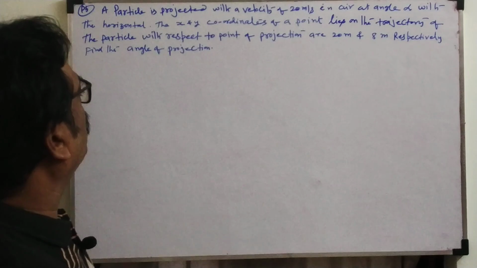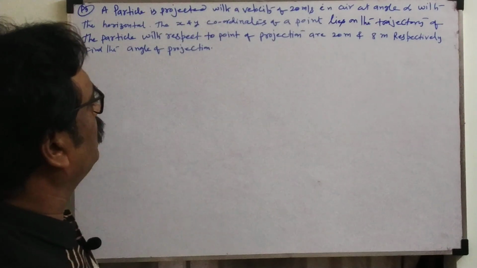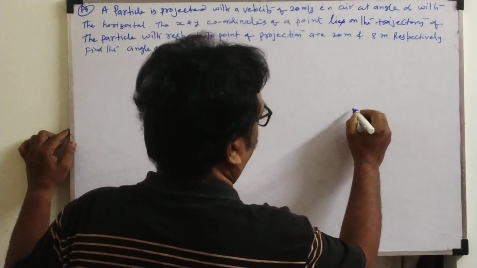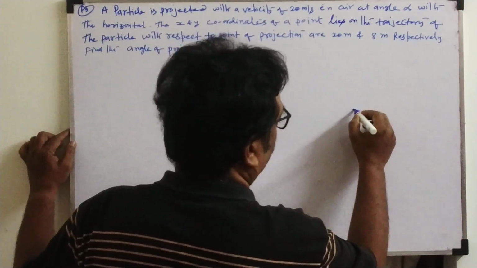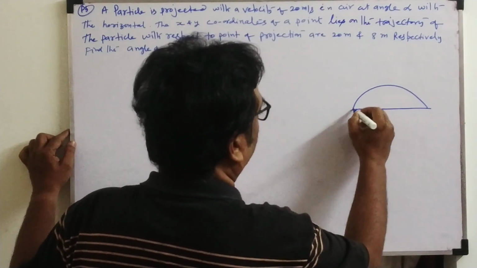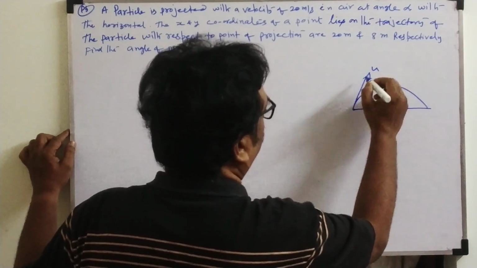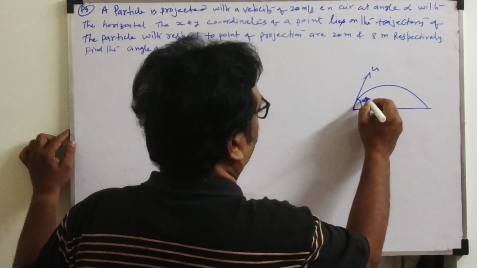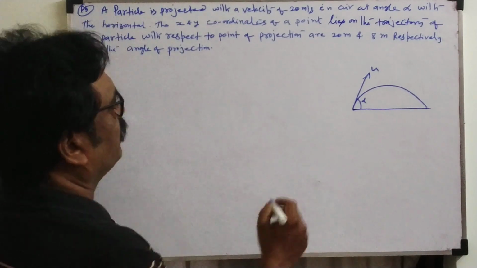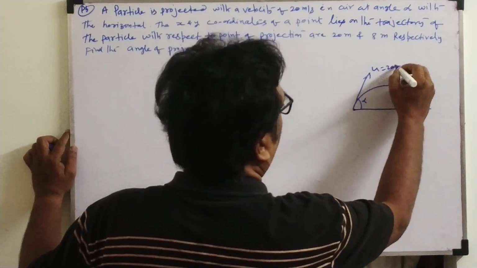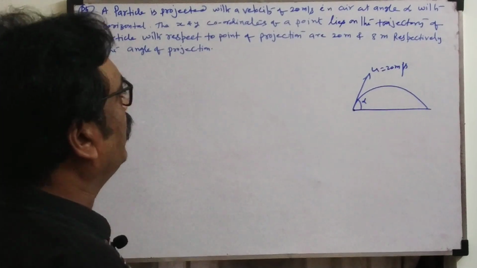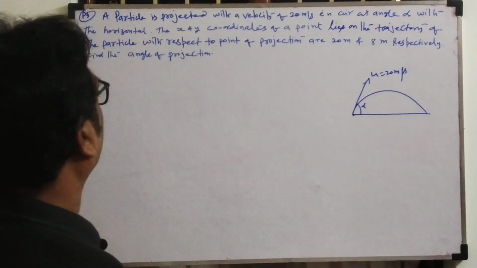A particle is projected with a velocity of 20 meter per second in air at an angle alpha. So this is the point of projection, this is the range, this is the trajectory, and this is the initial velocity. This is alpha. What are they asking? A particle is projected with a velocity of 20 meter per second. So you are given 20 meter per second, in air, at an angle alpha with the horizontal.